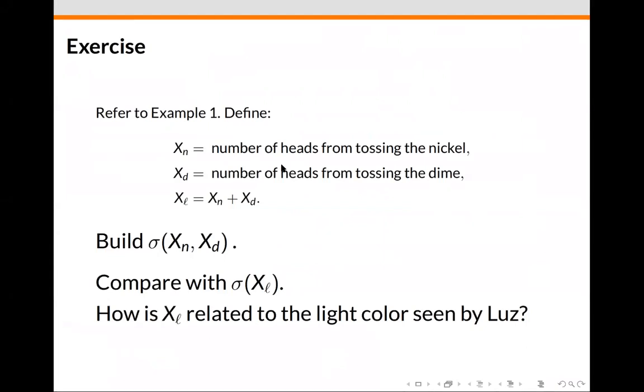So now, as an exercise, I've done the nickel. Now I'm asking you to do the sigma algebra generated by the dime, which should be pretty straightforward, and then build the sigma algebra generated by both random variables Xn and Xd. And please compare with the sigma algebra generated by XL. And the other question is, how is XL, which is a number, related to the light color that Luz will be seeing? Again, you can pause the video now and try to answer these questions, or you can finish the module and answer the questions later on.